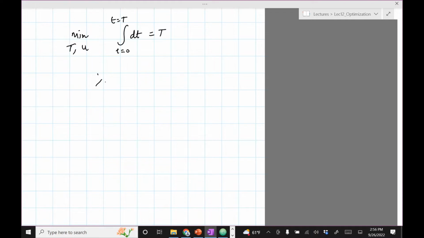The next is our dynamics. X1 dot is X2. Let me tell you what X1, X2 are. X1 is the position. X2 is the velocity. So the first one is saying that the rate of change of position is the velocity, X2. And the second one is saying the rate of change of velocity is the control, which is U. So that's my system dynamics.